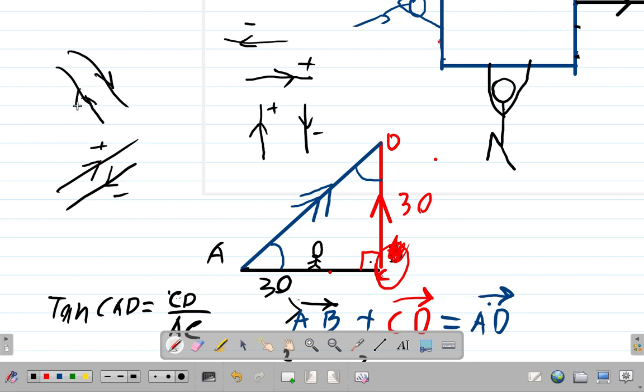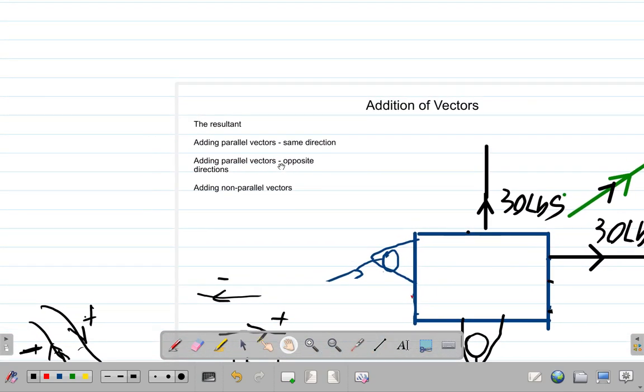Now, here, this can be considered positive and this negative. But you could switch them around. You could consider this one as a positive one and this one as a negative one, depending on the situation. You see that? So, when they're in opposite direction, you just take the magnitudes, the numbers, and subtract them.